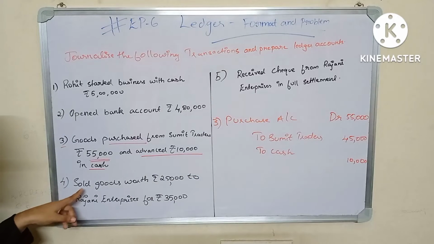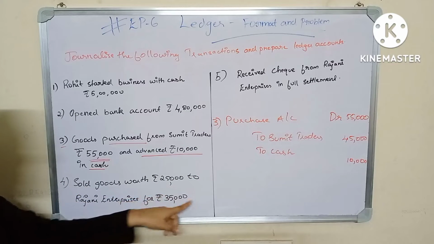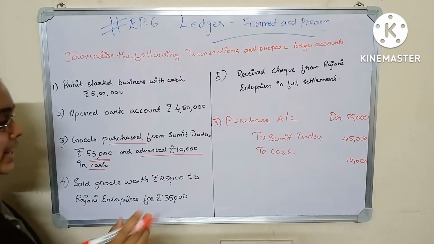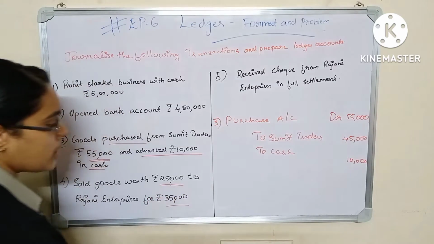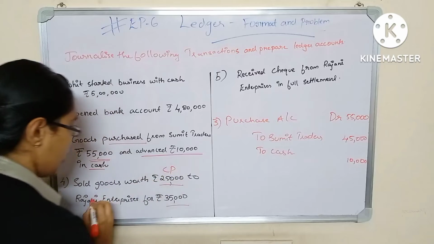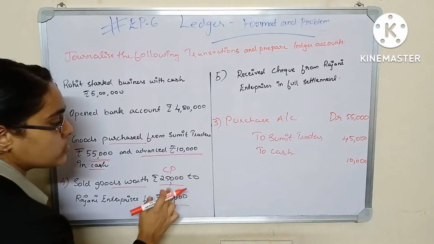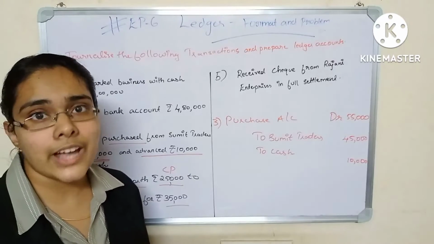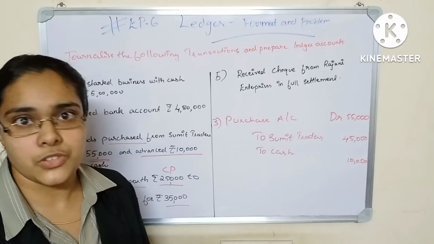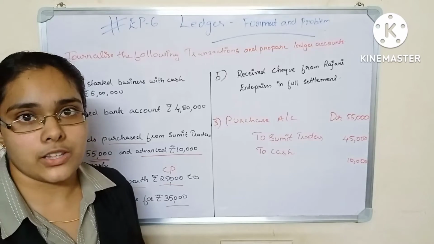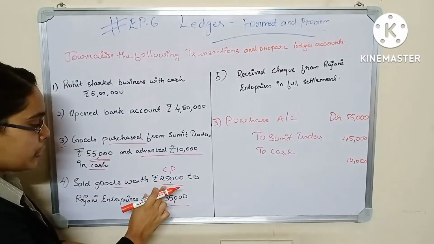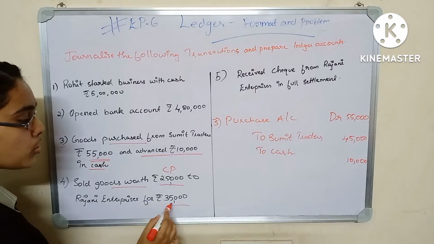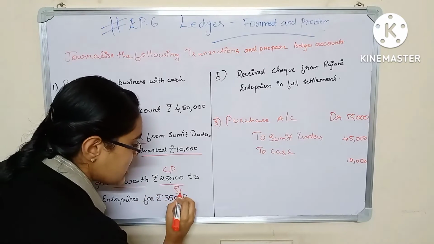Okay, now the fourth one. Goods sold worth 25,000 to Rajani Enterprise for rupees 35,000. Here you can see that two amounts are quoted. One is the cost price. You had some goods worth 25,000 in your business. Of course, business people are not going to sell their goods at cost price. They want some margin or profit, right? So you will add some margin and you will sell the product. So this is the cost price quoted for your goods in your hand. Now you're going to sell those goods to Rajani Enterprise for rupees 35,000.